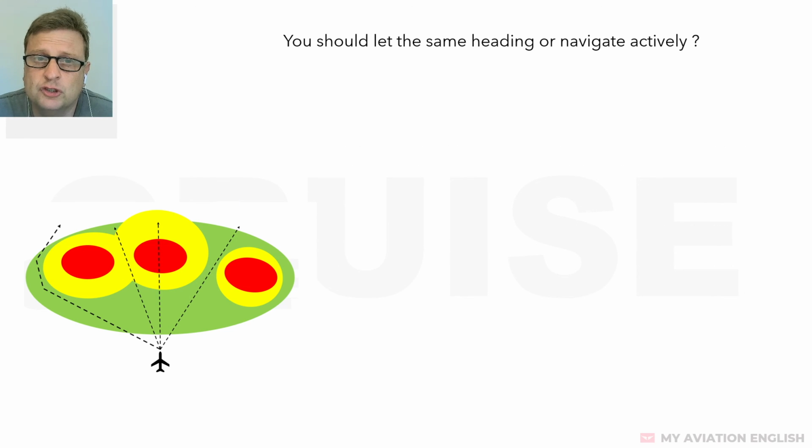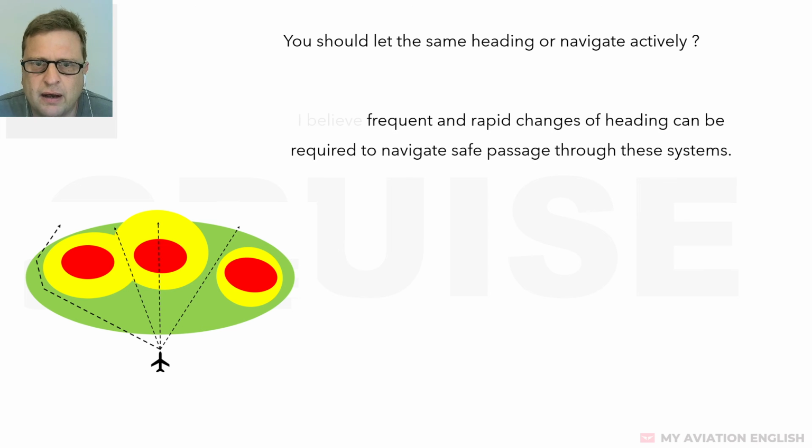So you should keep the same heading or navigate actively. I mean, you are passing storm cells. The normal is to keep straight or turn here, turn there. What do you think? Make a contour and deviation as soon as possible. A detour. Okay. Frequent and rapid changes of heading can be required to navigate safe passage through these cells.